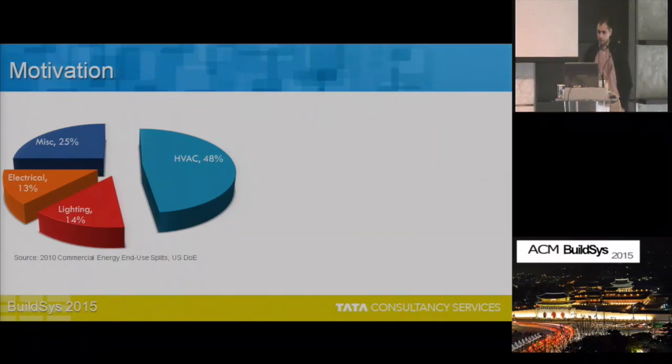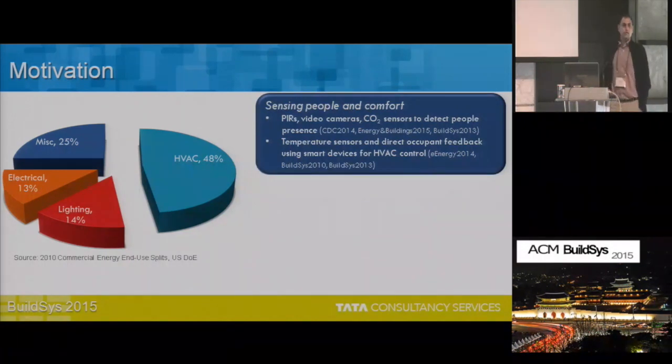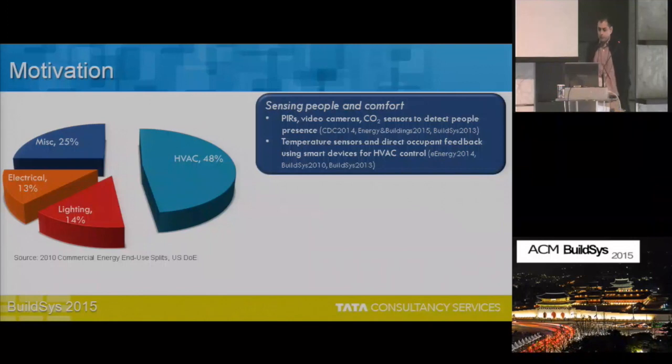There has been a lot of work in this area, particularly how to sense people and their associated comfort. Typically, people use PIR sensors, video cameras, or CO2 sensors, just to name a few, to detect people's presence. And comfort typically is sensed using temperature sensors as proxy, based on some standards such as ASHRAE. Of late, direct occupancy information, like the occupants directly give their feedback using smart devices, is also getting popular.